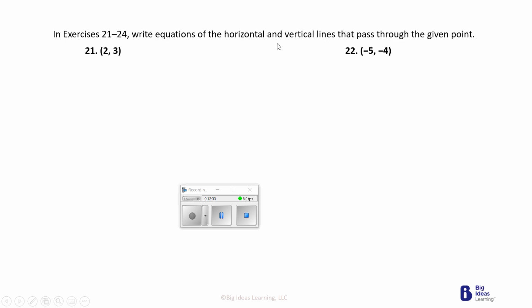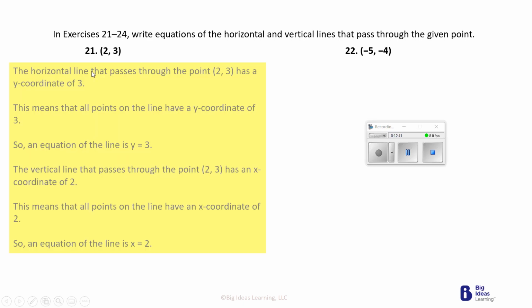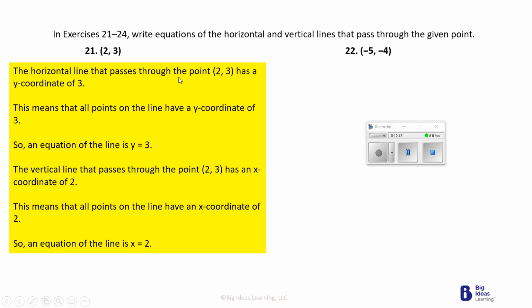So let's write an equation of horizontal. This is equation of the horizontal and vertical lines that pass through these given points. Well, for number 21, the horizontal line that passes through 2 and 3 has a y-coordinate of 3. Right? That means that all the points of the line have a y-coordinate of 3. So the equation of the line is y equals 3. Right? That's the horizontal line.